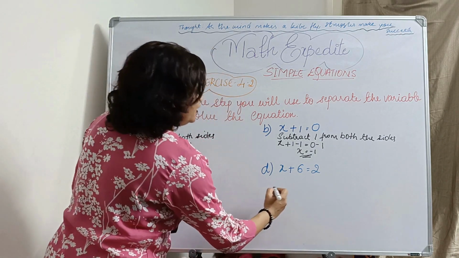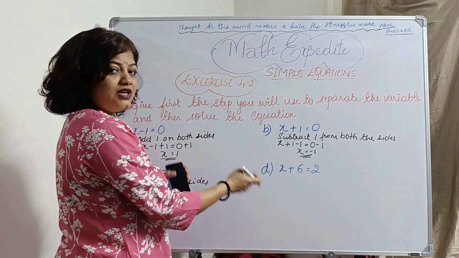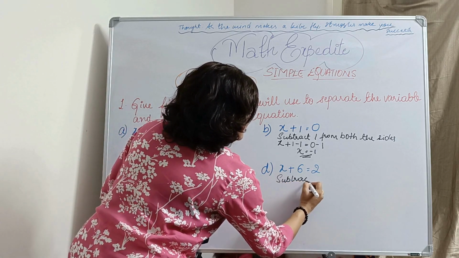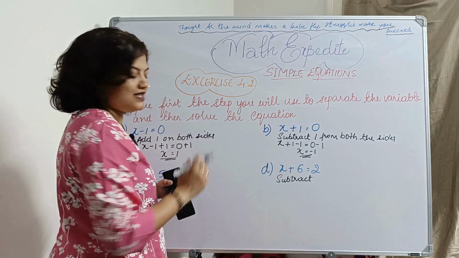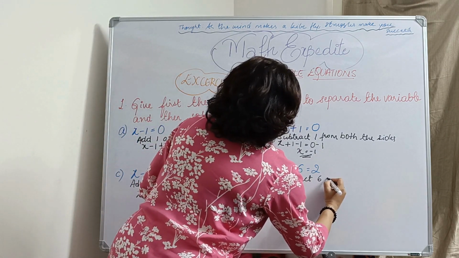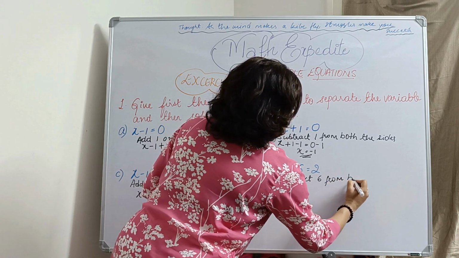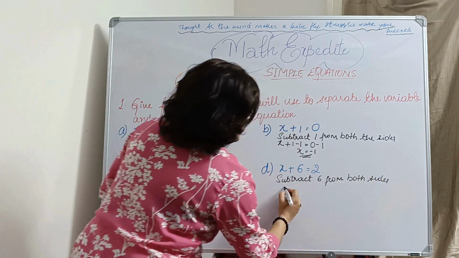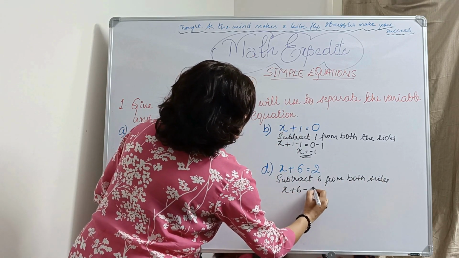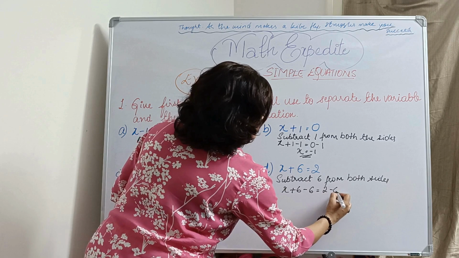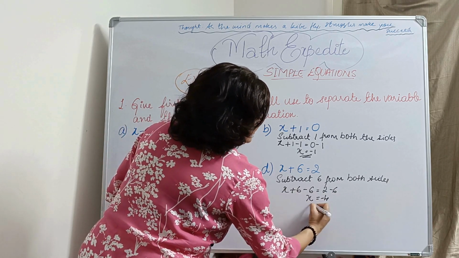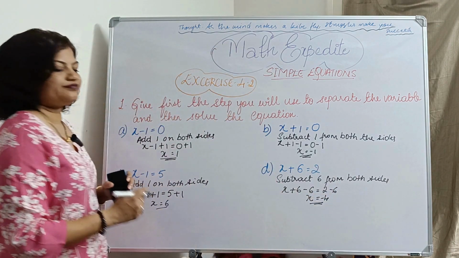Next one. Here what do we do? Plus sign is there, so obviously we will subtract. Subtract which number? 6, from both sides. x plus 6 minus 6 equals 2 minus 6. Here we will get x equal to minus 4.